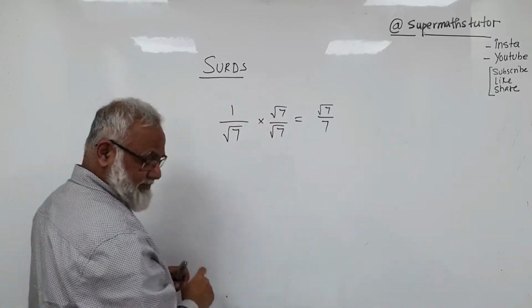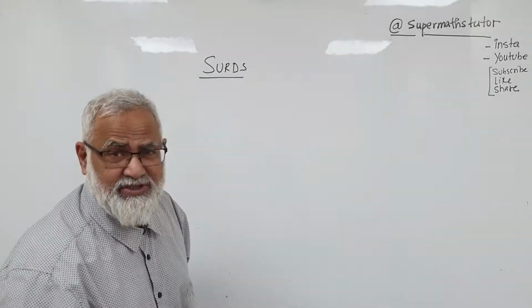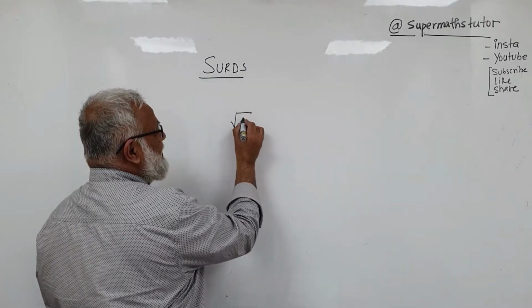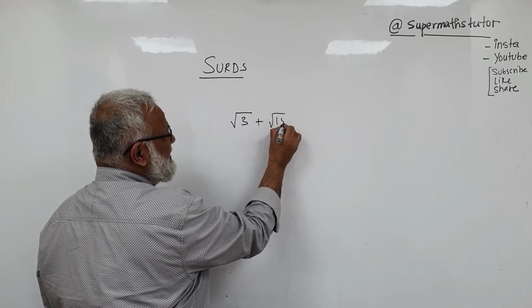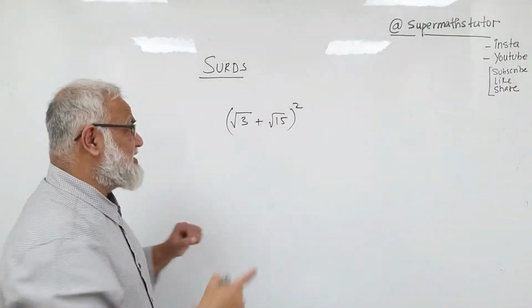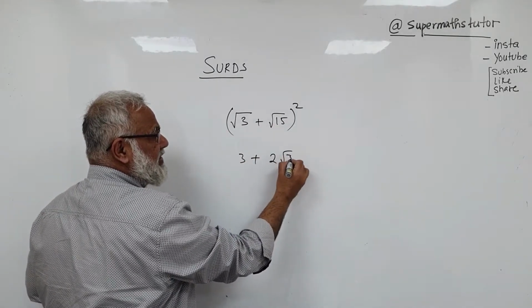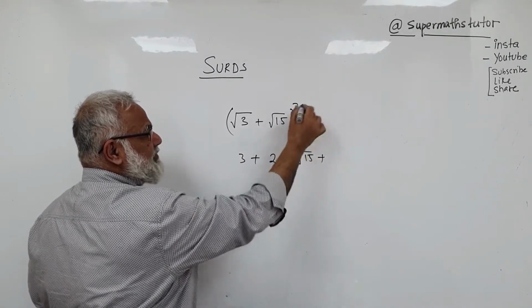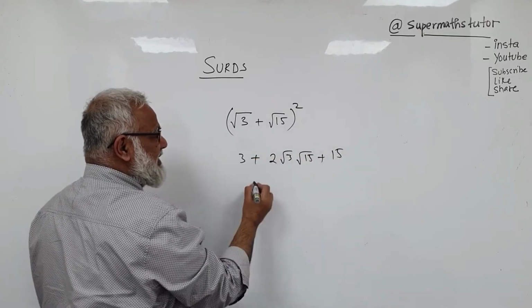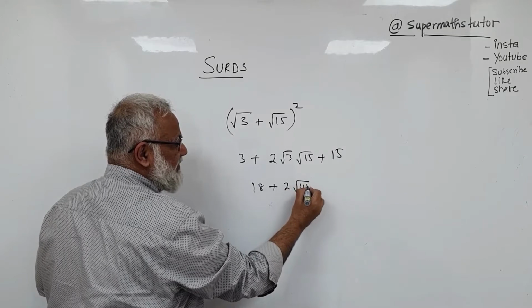Root 3 plus. This is a past paper question, right? Root 3 plus root 15, and the whole squared. I can directly write down root 3 squared is 3, and you multiply these two numbers, 2 root 3 root 15, and root 15 squared is 15. So 15 plus 3 is 18, plus 2 root 45.